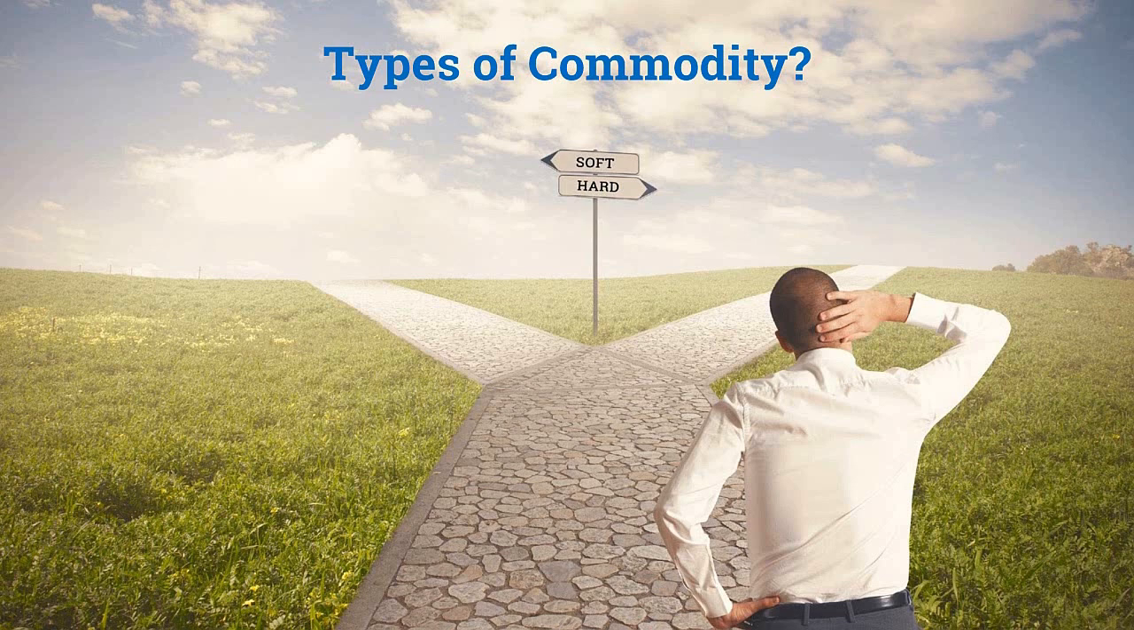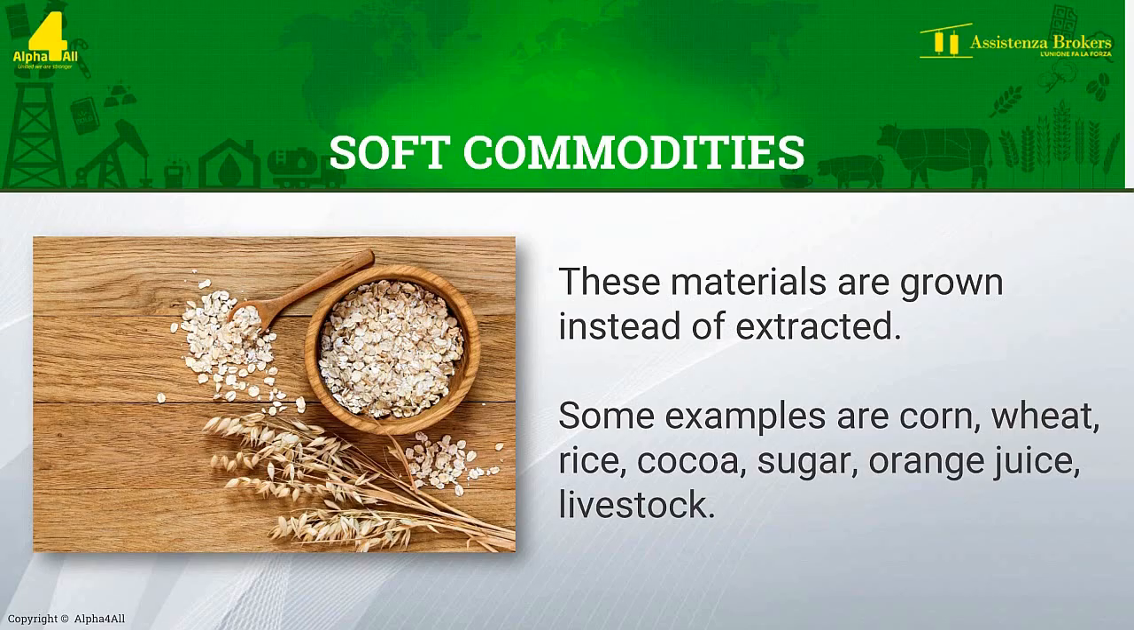Commodities at a high level can be grouped into two main categories, soft and hard. In the next few slides, we'll look to understand what the main differences in respect to this are and explain how commodities are classified. So, looking at the soft commodities, these are raw materials which are grown or bred, not those that are extracted.